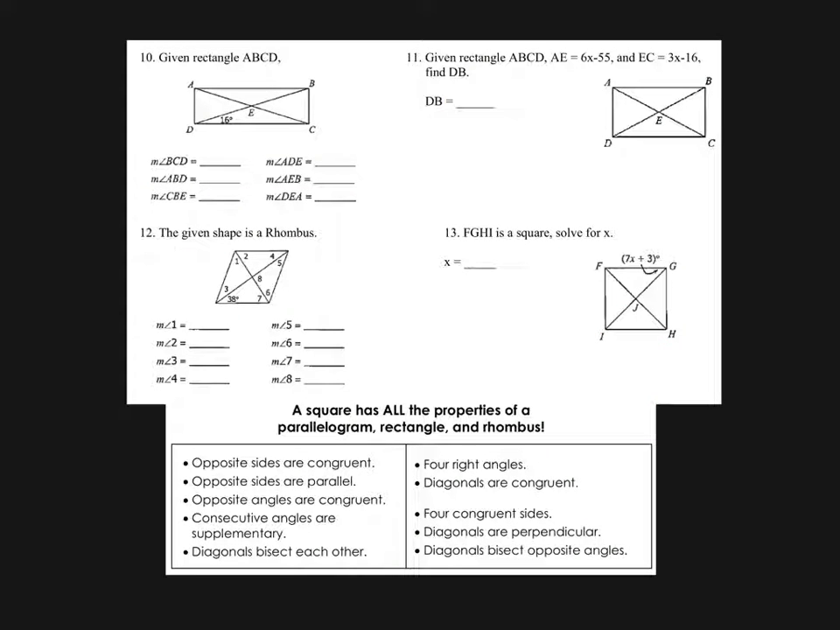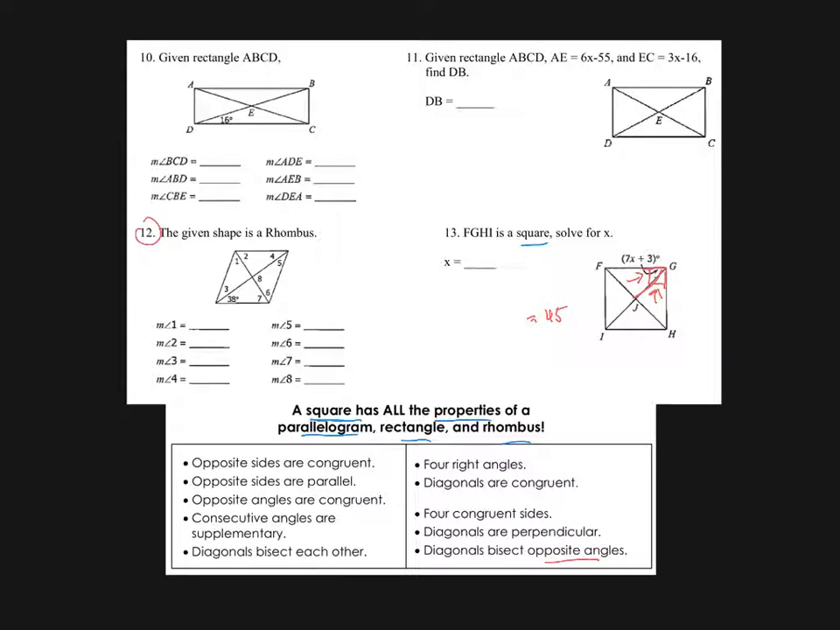On this last portion, remember, a square has all the properties of a parallelogram, rectangle, and a rhombus. So number 13 is a square, and I know that this angle right here is 90 degrees, and I know that the diagonals bisect opposite angles. So if I bisected it, then these two angles right here are half of 90, or 45 degrees. So 7x plus 3 must be equal to 45 degrees. And I'm going to solve for x like that.